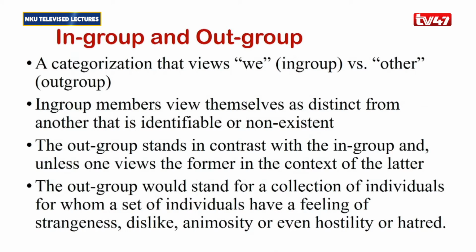Then we have another categorization of in-group and out-group. The in-group is a categorization that views "we", versus "the other", which refers to the out-group. So the in-group members view themselves as distinct from another that is identifiable or non-existent. An in-group is most likely to be a family, for instance. That is an in-group.